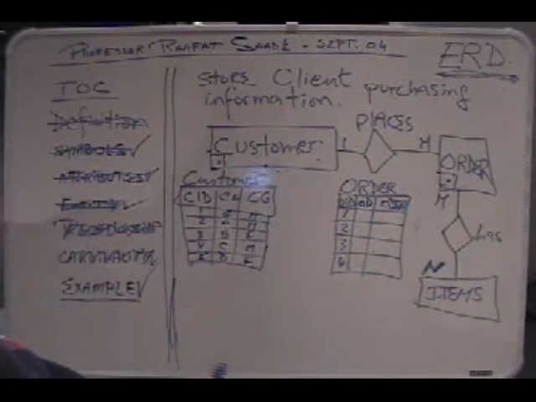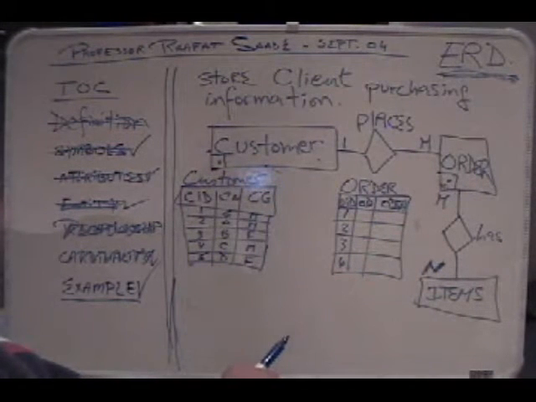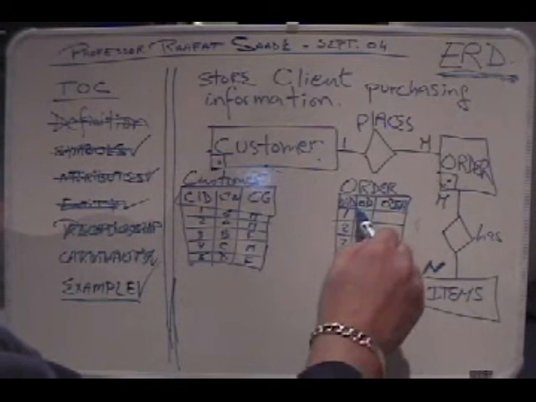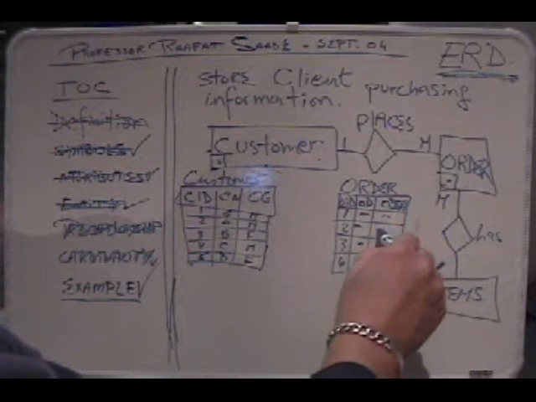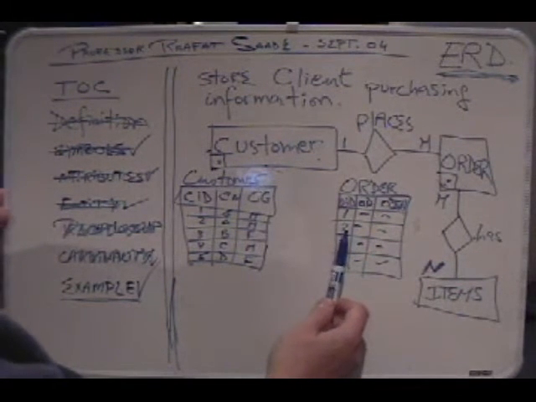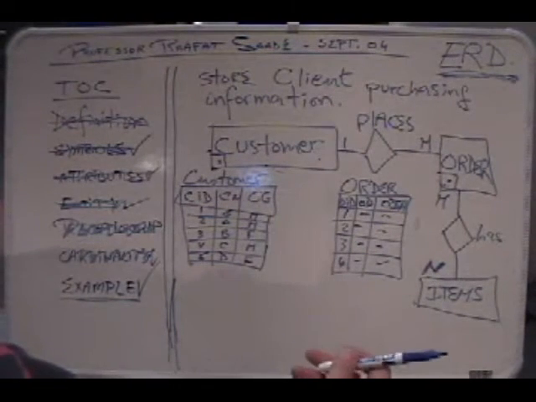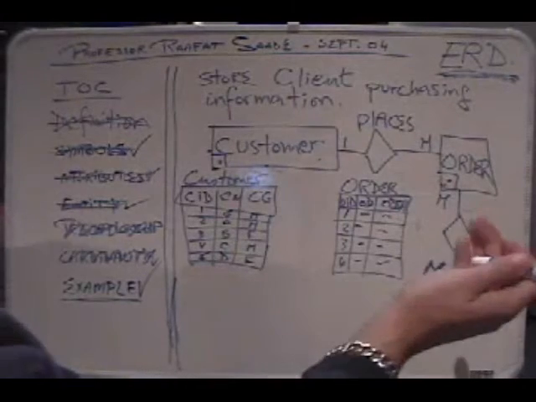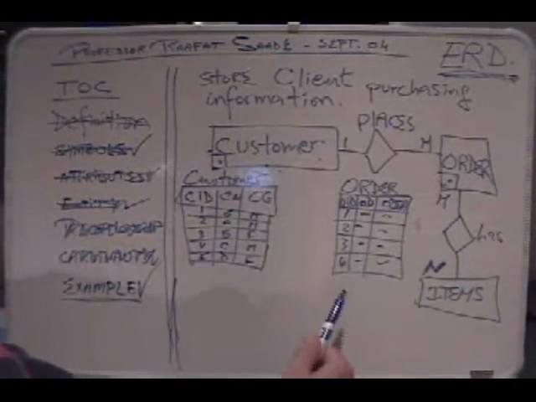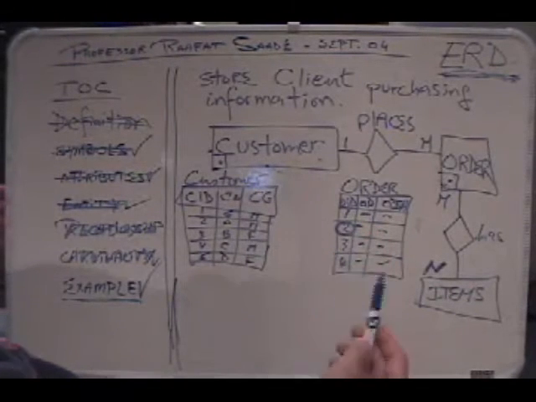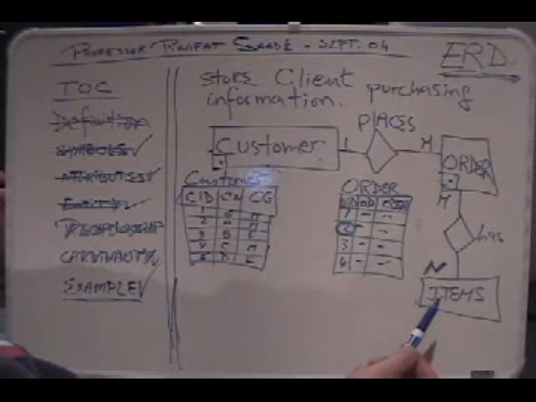Now, let's take a look at these two tables that are in Access. How do I know who placed order number 2? How do I know? This is Access. This is the final product. After my ERD, I go to Access. How do I know who placed the order? Who placed order number 2? There's no way from this table to know.